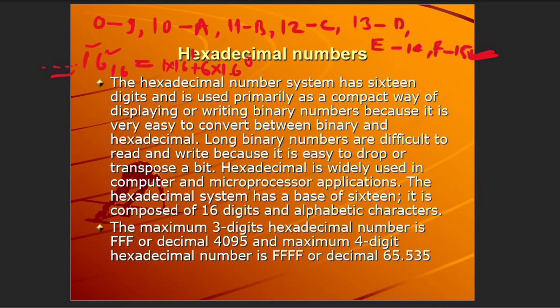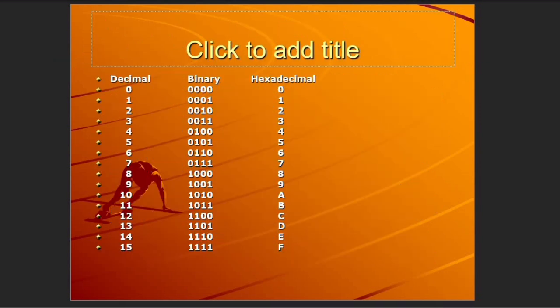Let's move further. For representation of 0 to 15 in decimal, we need 4 bits of binary numbers. So we write these decimal numbers, their equivalent binary numbers and equivalent hexadecimal numbers. They are shown here.